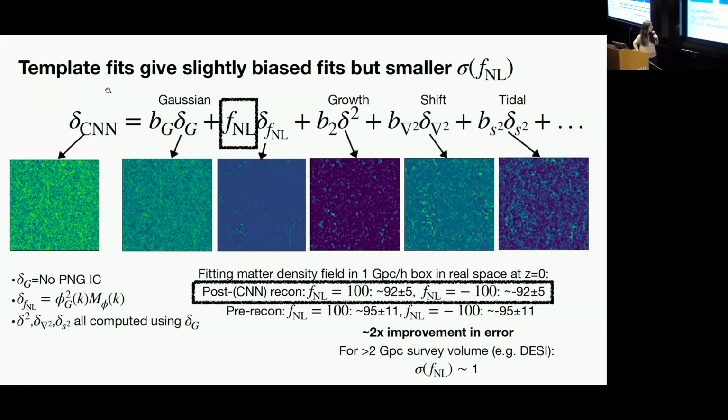For surveys that have more than 2 gigaparsec volumes, for example DESI, we can expect even smaller error. So that's approaching our sensitivity goal of measurement error less than 1.